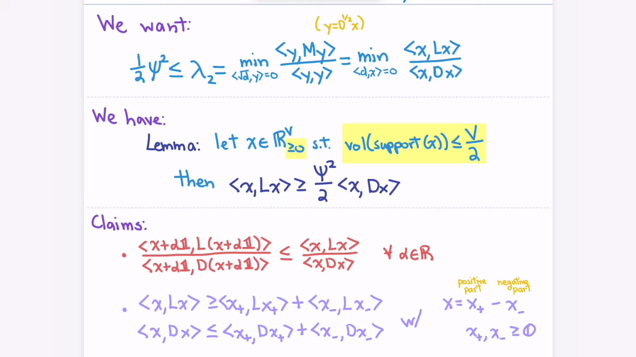Then x^T L x will always be at least the x^T L x for the positive coordinates plus the x^T L x for the negative coordinates. Okay, we can show that; each of these will be much easier than what we just did. And then meanwhile, x^T D x will be at most x_plus^T D x_plus plus x_minus^T D x_minus. Okay. All right. So now my question is, how can we use the claims and our lemma in combination to prove what we ultimately want?